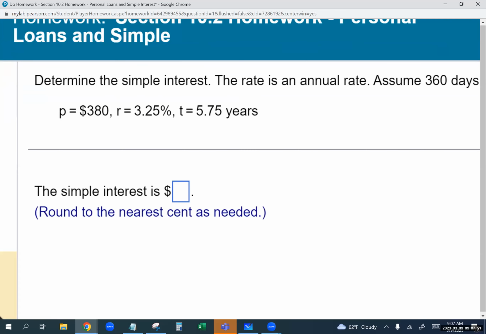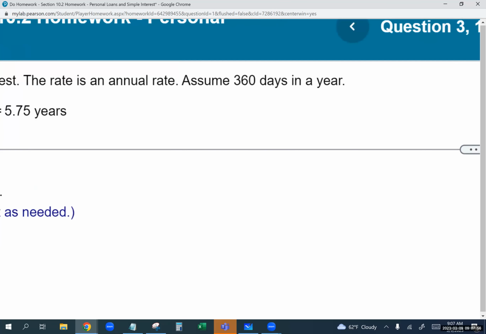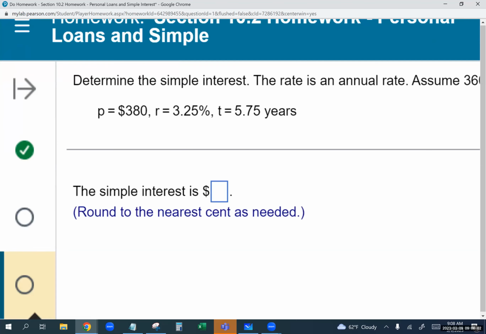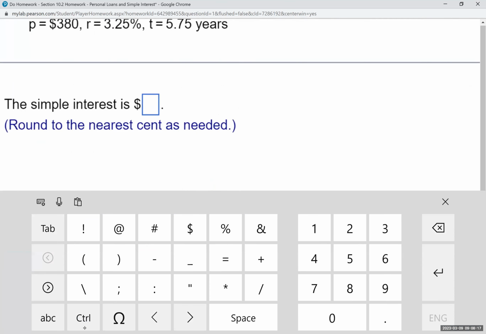It says determine the simple interest, and you'll read where it says it's an annual rate, which just means it's yearly, which is why the years do matter. Assume 360 days in a year. I'm trying to solve for interest, so it'd be 380 open 0.0325 close, open 5.75 enter, 71.0125. So 71.01.